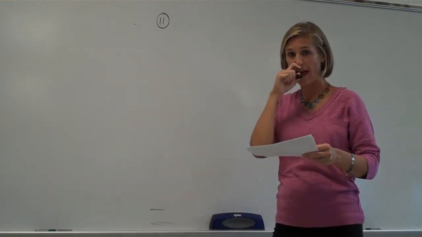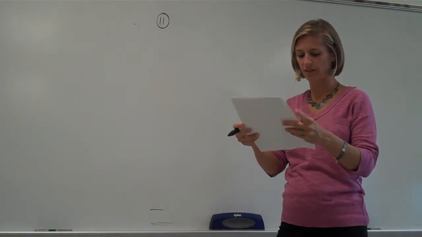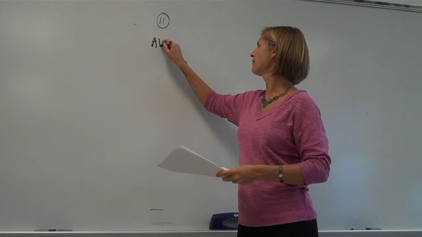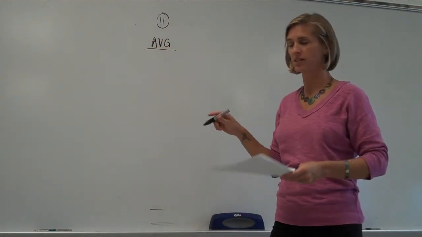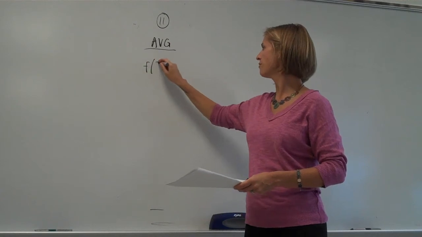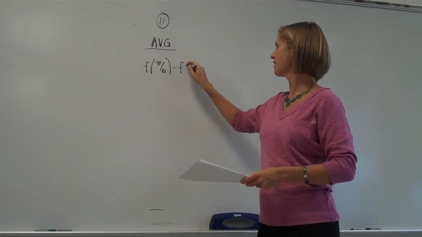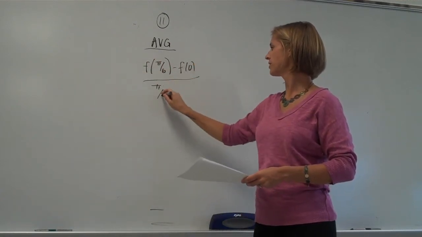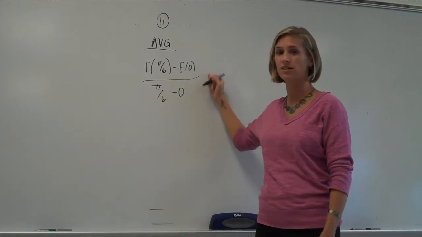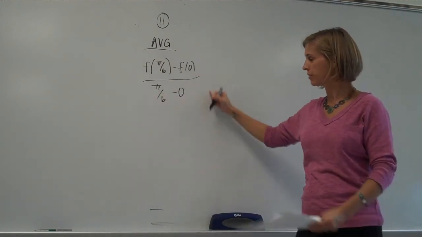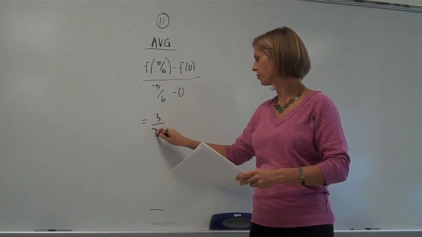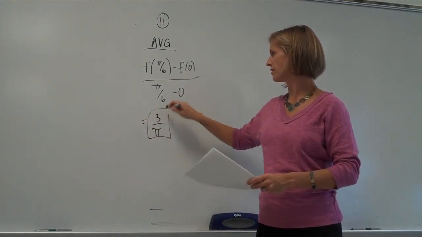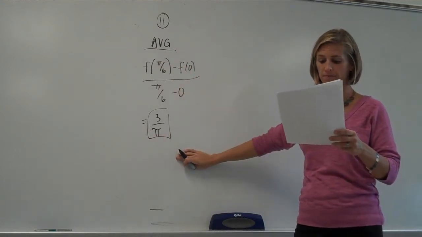the difference between average rate of change and instantaneous rate of change. If I want to find the average rate of change of sine of x over the interval 0 to pi over 6, I want to find f of pi over 6 minus f of 0 over pi over 6 minus 0. So I'm just finding the slope. When I plug it all in, I get 3 over pi. So see that you can get 3 over pi.